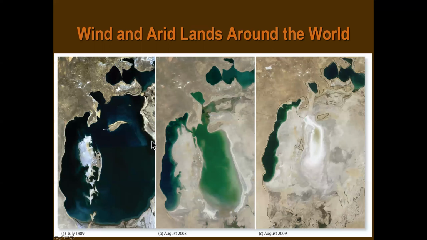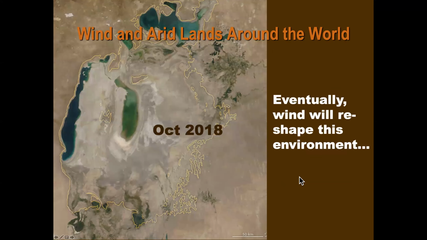And here's what happened: 1989, 2003, 2009, 2018. It's not gone entirely, but it is about 90 to 93% gone. And as a result, all this sediment that used to be at the bottom of the lake or sea is now susceptible to wind and movement away from that area.